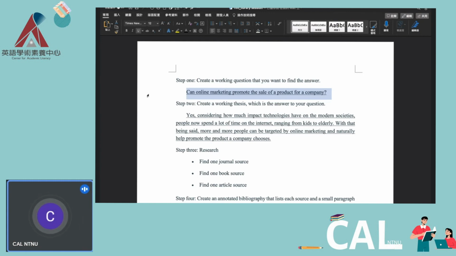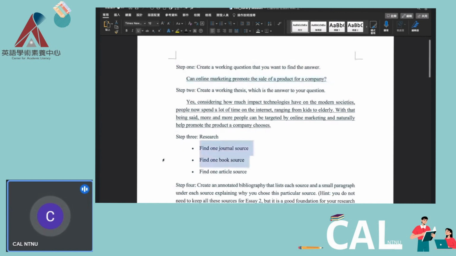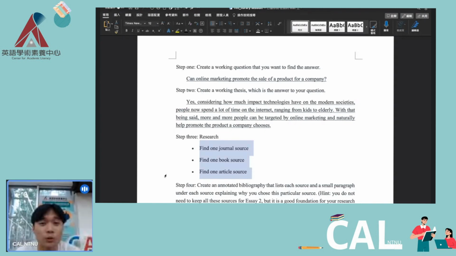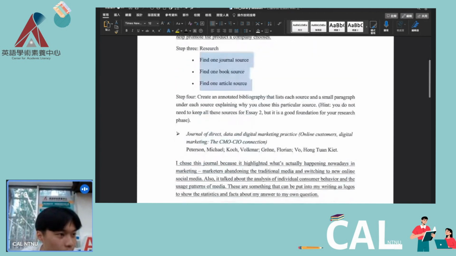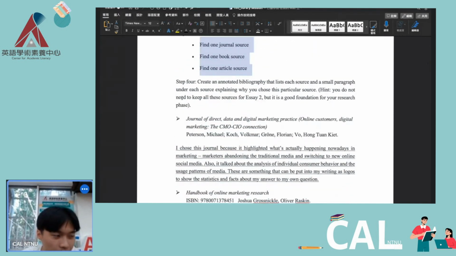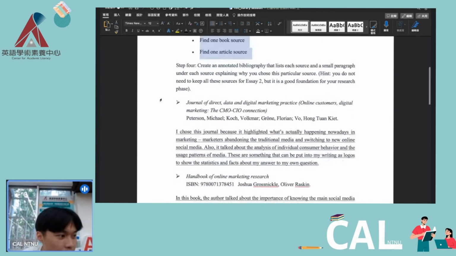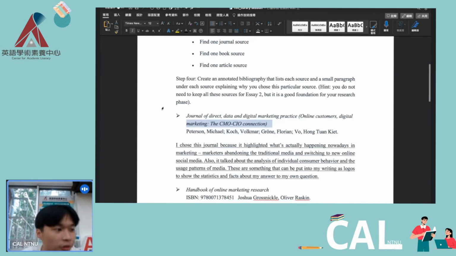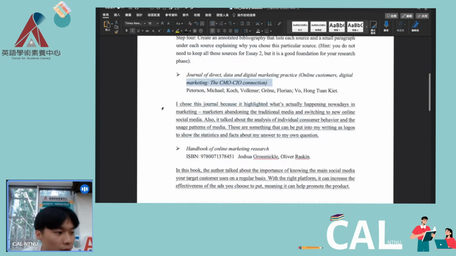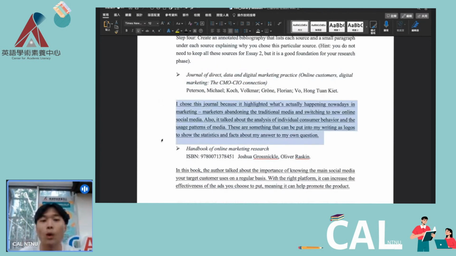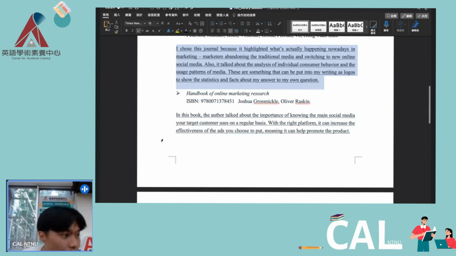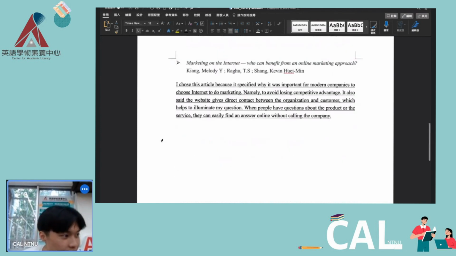So what we did for this assignment is that the professor asked us to find at least one source for journal, book, and article on the school library website. And you have to write down all the details and information that you looked at. So for this one, we have to put down the name of the book or the journal and the article and the author, and then you have to write a paragraph about why you chose this one. And then you do 3 of them. So that's the book session.